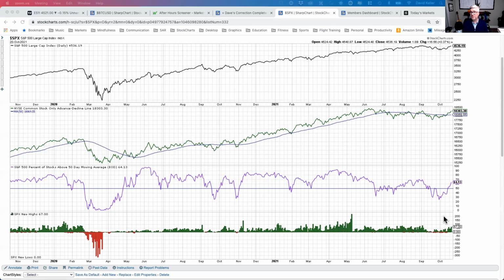Now it's looking at new 52-week highs and 52-week lows. So how many members of the S&P on any given day are at the highest point they've been for the last 52 weeks, or the same 52-week low? So the green bars represent the number of 52-week highs.